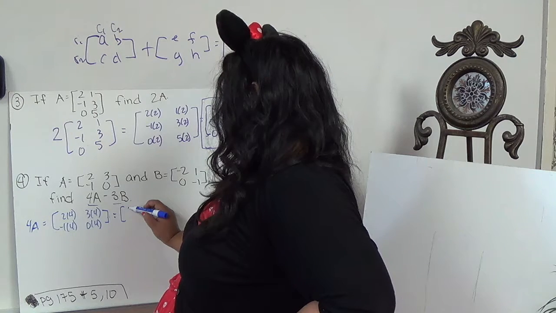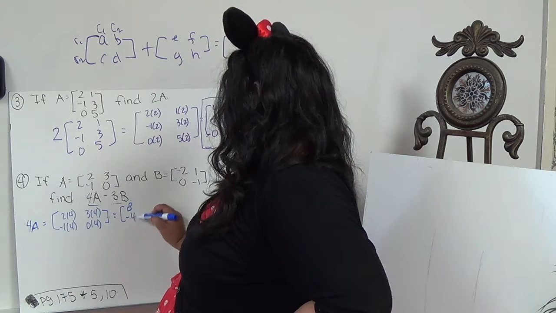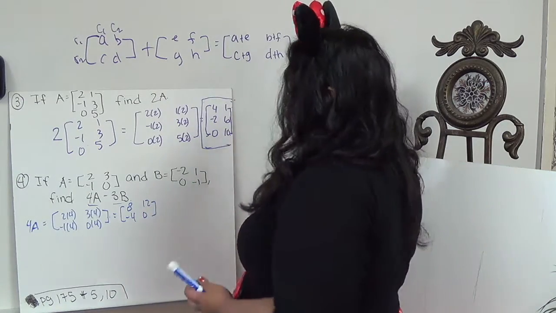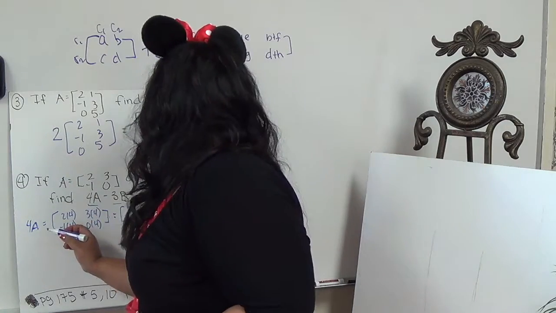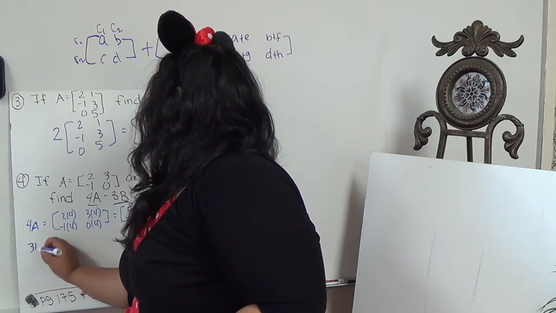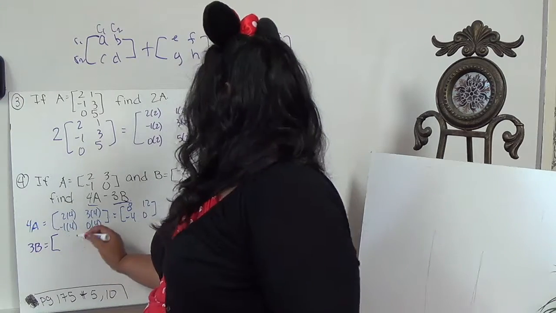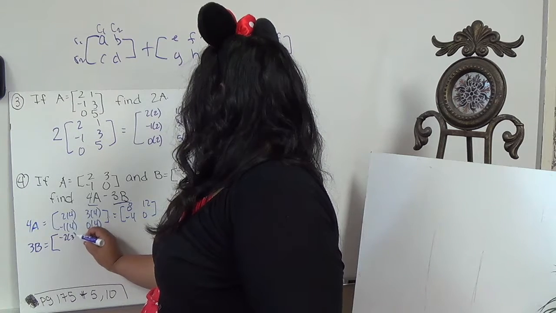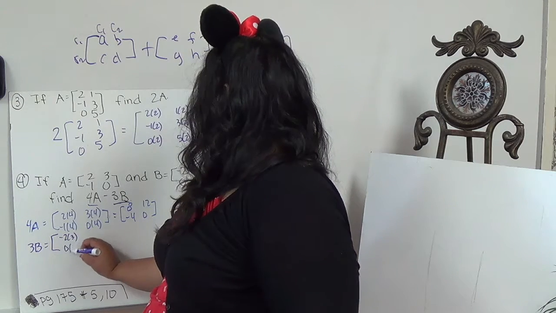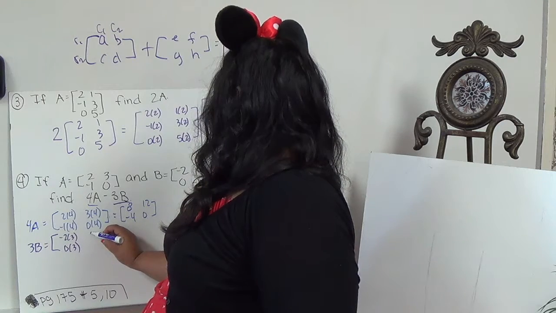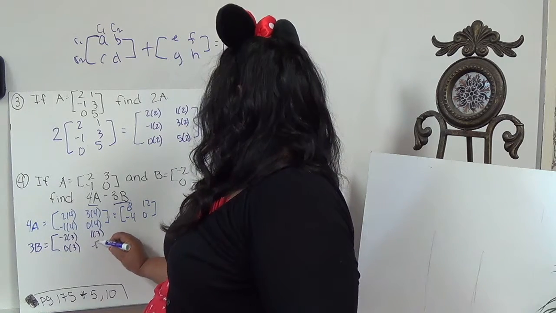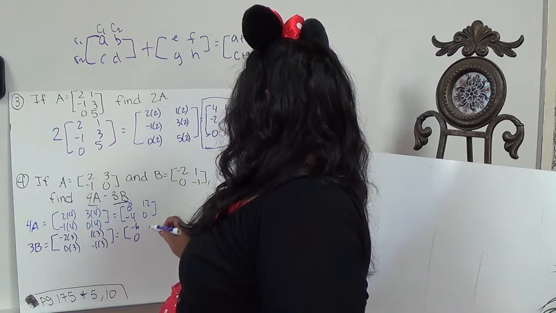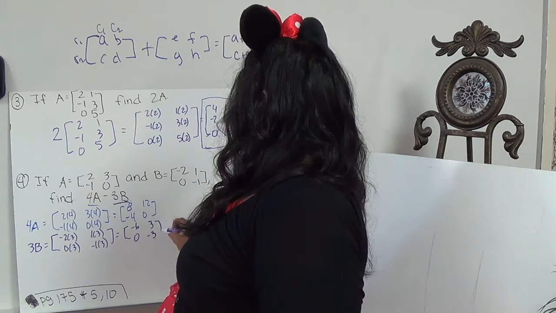8, negative 4, 12, and 0. Right? Now I'm going to also find 3B, which is everything in B multiplied by 3: negative 2 times 3, 0 times 3, 1 times 3, negative 1 times 3, which gives me negative 6, 0, 3, and negative 3.